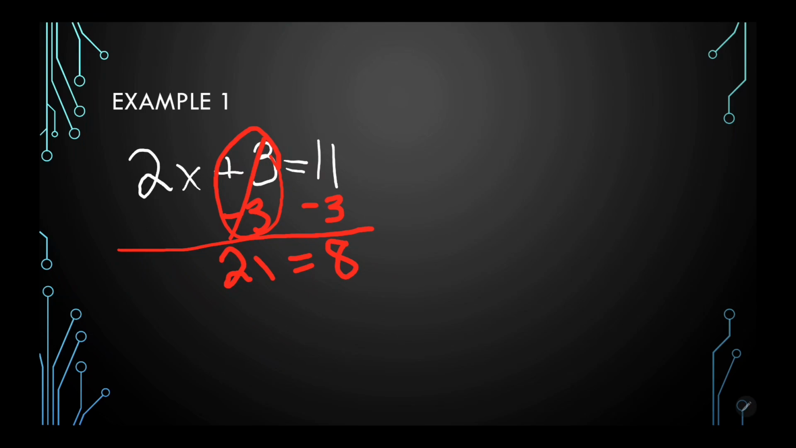So we have 8 equals, and we're going to go ahead and drop our 2x. Now right here, we're multiplying our variable x by 2. So the inverse of multiplication is going to be division. So we're going to go ahead and divide both sides by 2. 2 divided by 2 is 1. So we have x is equal to 4.